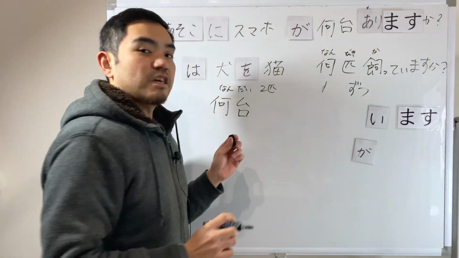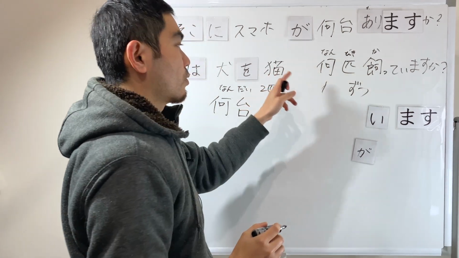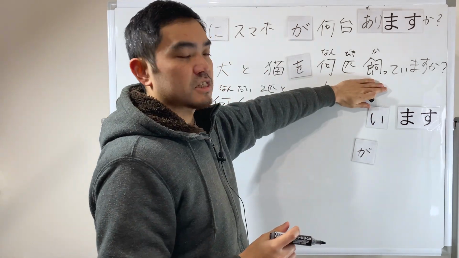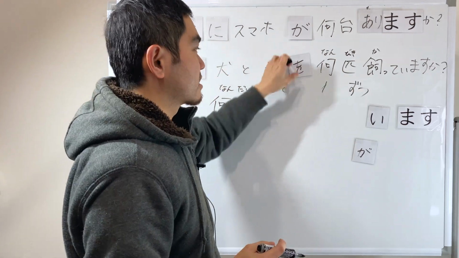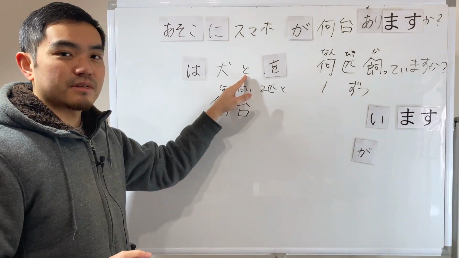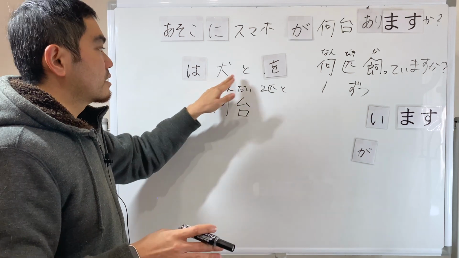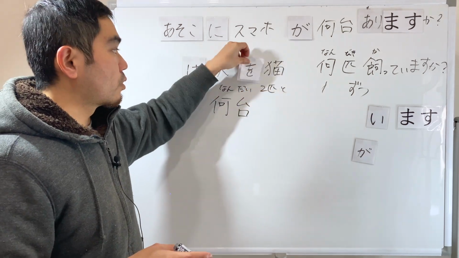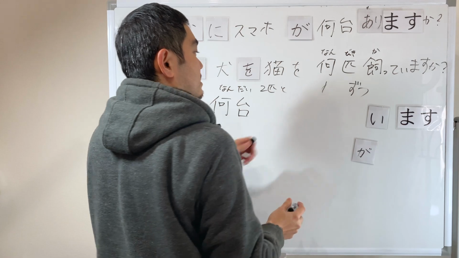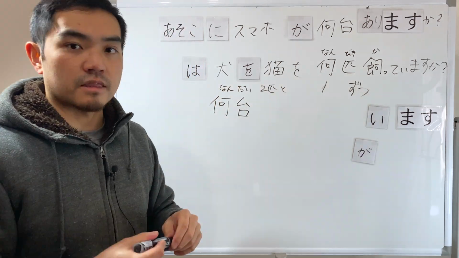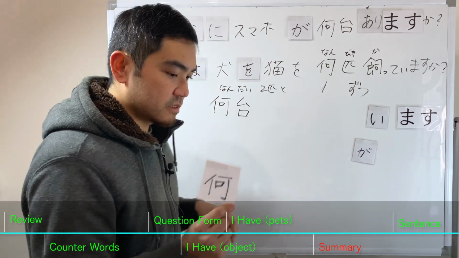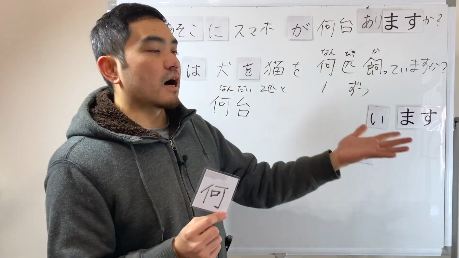Or 犬を2匹と猫を1匹飼っています。ずつ is not each, right? So you want to connect using と if the numbers are different. So 犬を2匹と猫を1匹飼っています。You can say it like that. Okay? So basically, you want to combine this 何 and the counter words. Then you can ask many things.